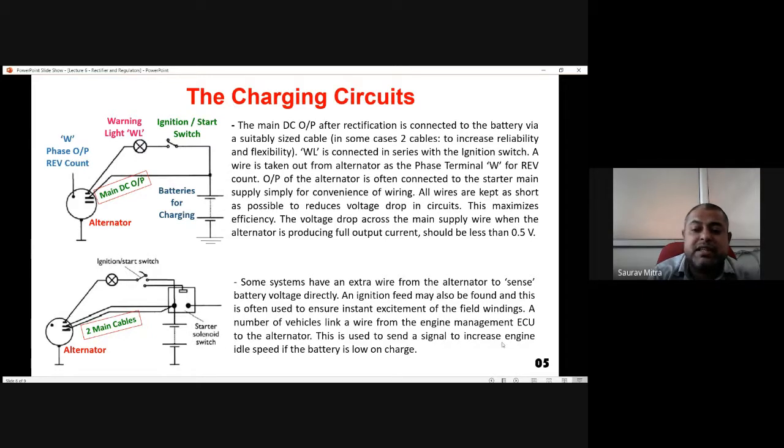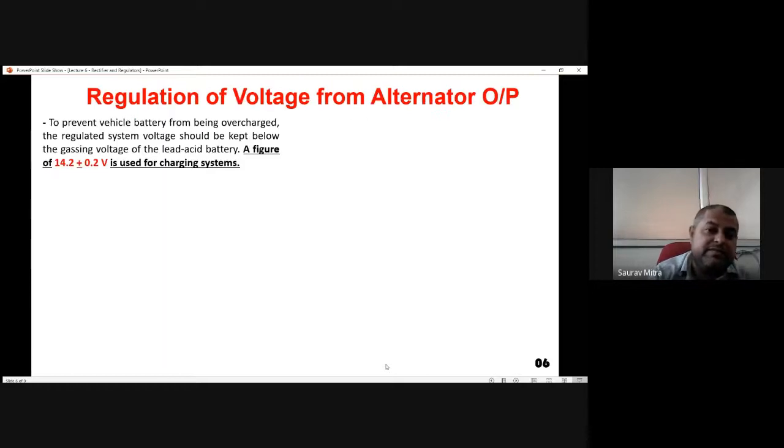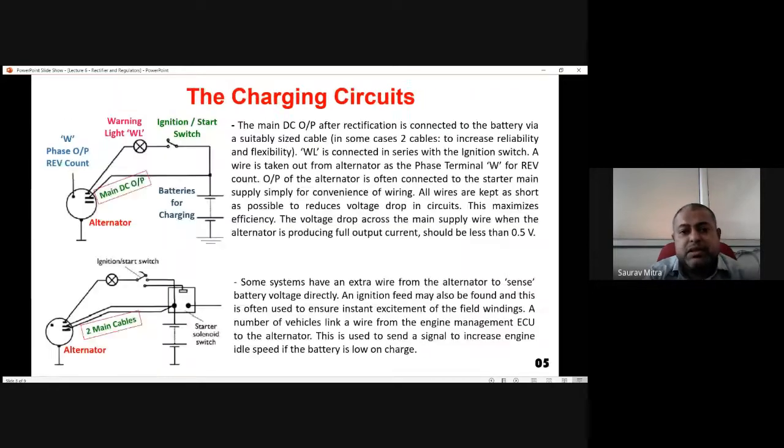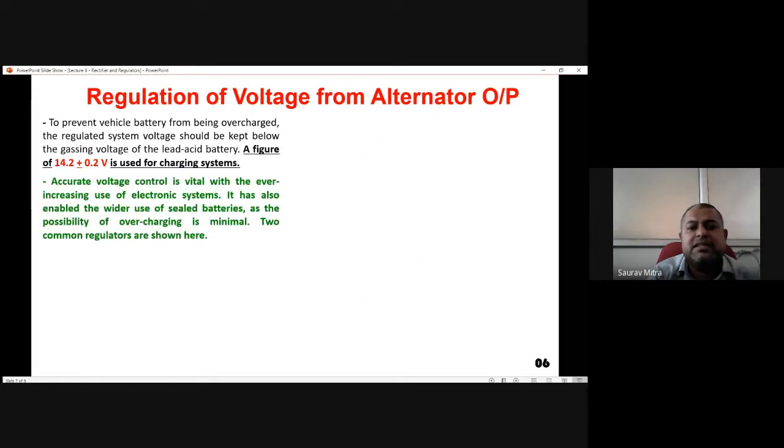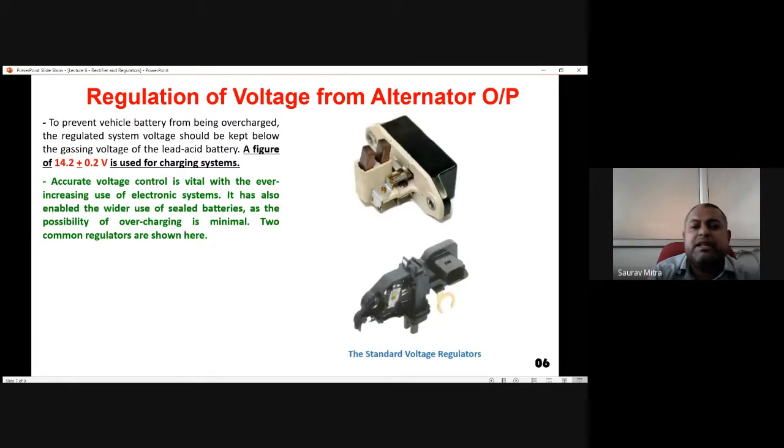This is used to send a signal to increase engine idle speed if the battery is low on charge. Okay. Now this was about the rectification and charging circuit. Then what you will see is called regulation of voltage from the alternator output.